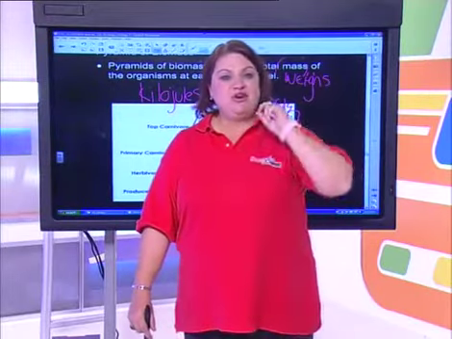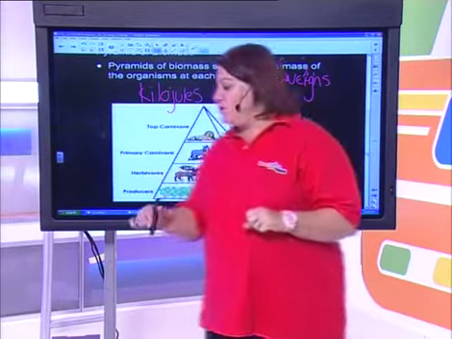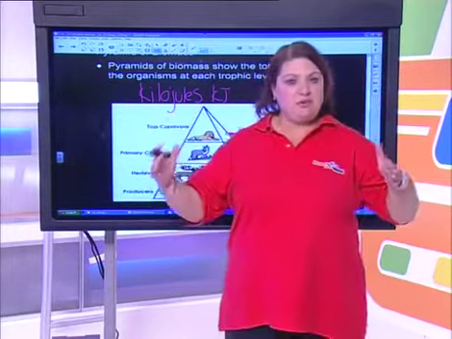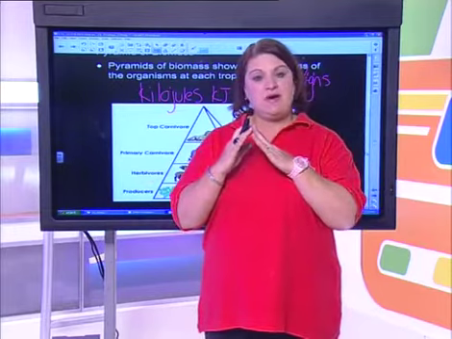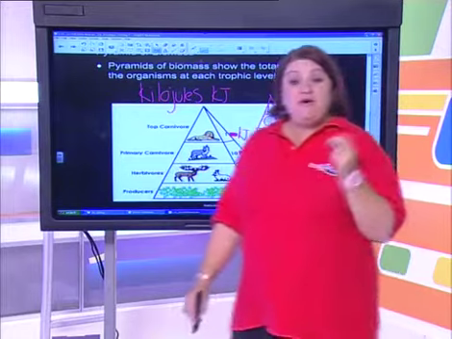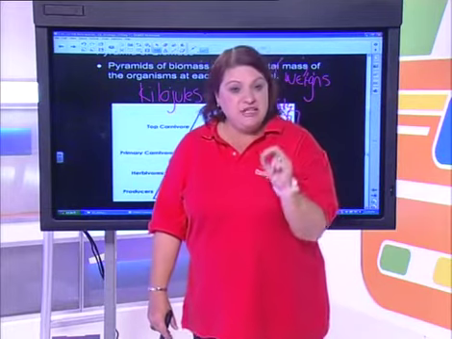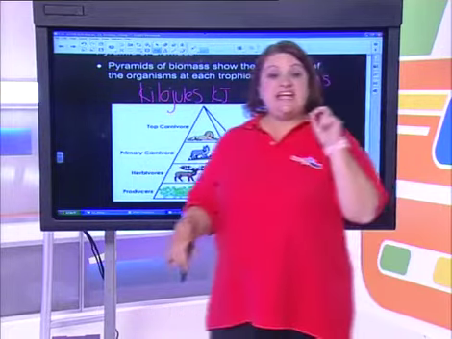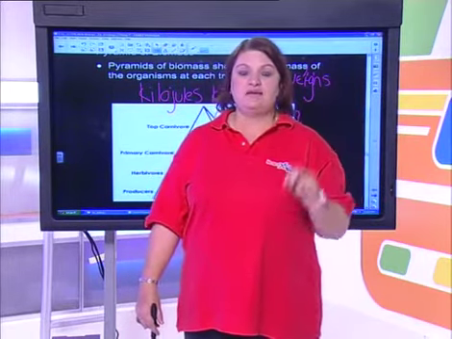From one trophic level to the next, what is always lost? Energy. So your energy pyramid will always be like that. The producers will always have the widest base because they will always have the most energy. Your consumers will then go from that and become narrow. So what does my pyramid of energy show me? It shows me the energy available at each of the trophic levels. And what else does it show me? It shows me that energy is lost from one trophic level to the next.